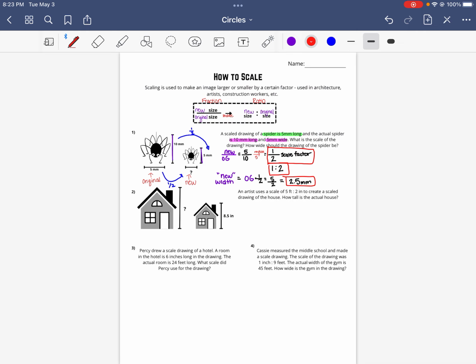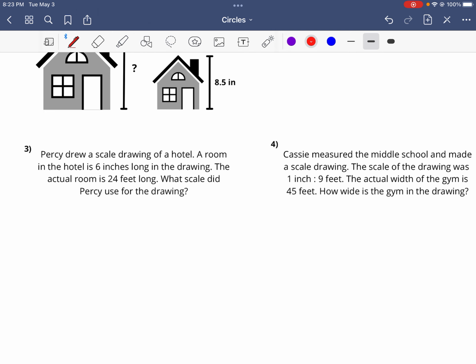So I'm going to go ahead and try the third one now. So Percy drew a scale drawing of a hotel. A room in the hotel is 6 inches long in the drawing. The actual room is 24 feet long. What scale did Percy use for the drawing?